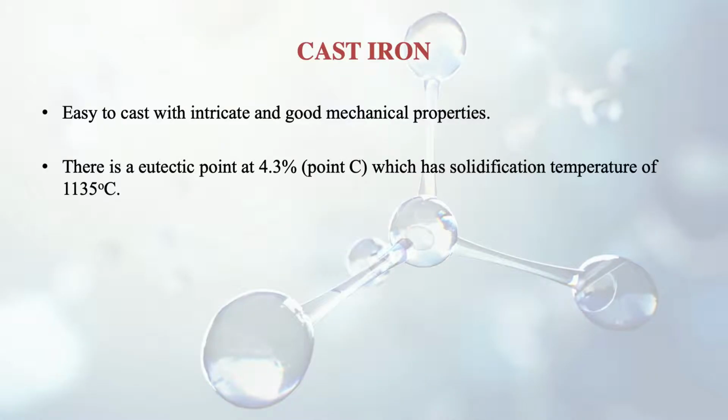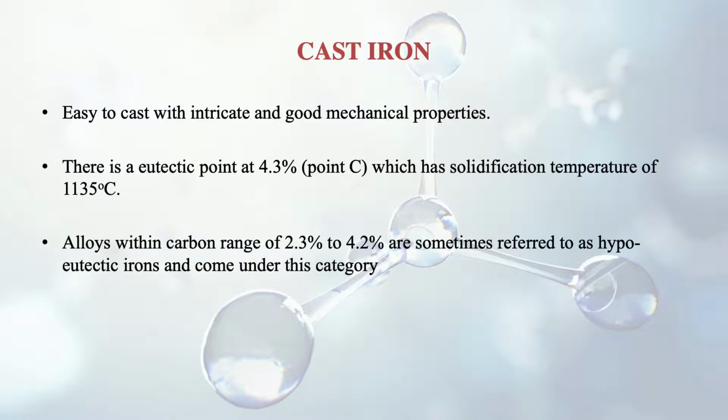There is a eutectic point, like you have read in the previous sessions, which is 4.3% carbon, and it has a solidification temperature of 1135 degrees centigrade. Alloys within the carbon range of 2.3 to 4.2% come under this category of cast iron, and they are referred to as hypoeutectic irons. They are referred to as hypereutectic if it is more than 0.8% carbon.